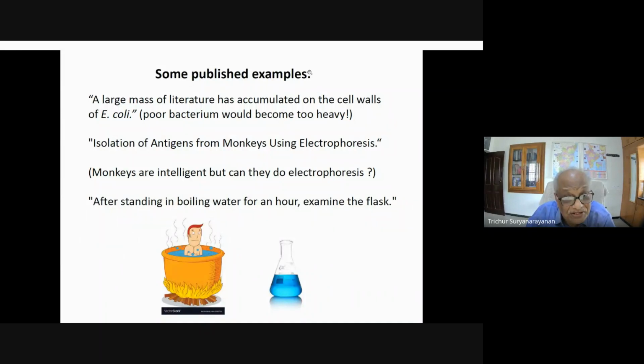Here, some published examples. A large mass of literature has accumulated on the cell walls of E. coli. Poor bacterium would become too heavy if so much literature has accumulated on its cell walls. Isolation of antigens from monkeys using electrophoresis. Monkeys are intelligent, but can they do electrophoresis? Is it monkeys using electrophoresis, or antigen isolation by using electrophoresis? Then there are sentences which say, after standing in boiling water for an hour, examine the flask. So you have to stand in water for 1 hour and then you examine the flask.